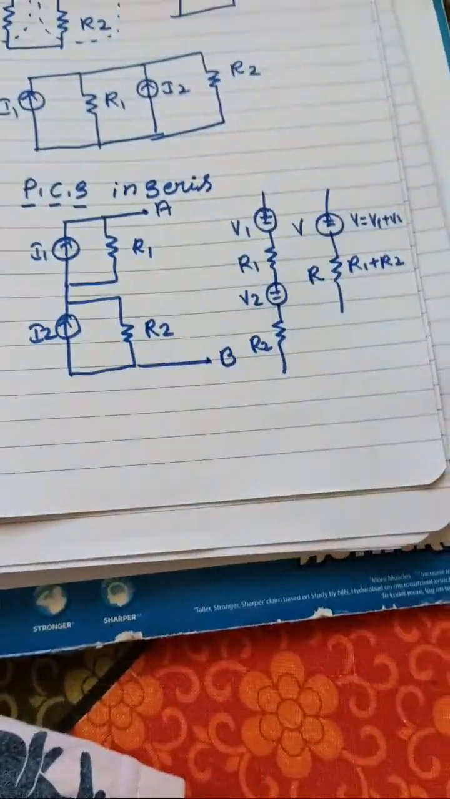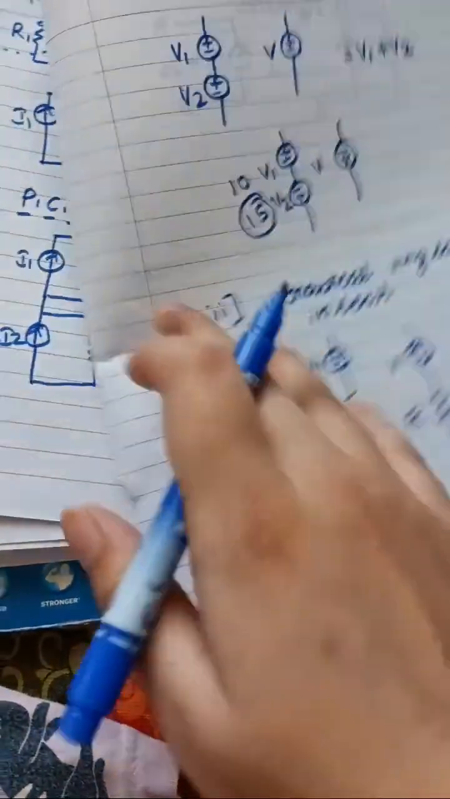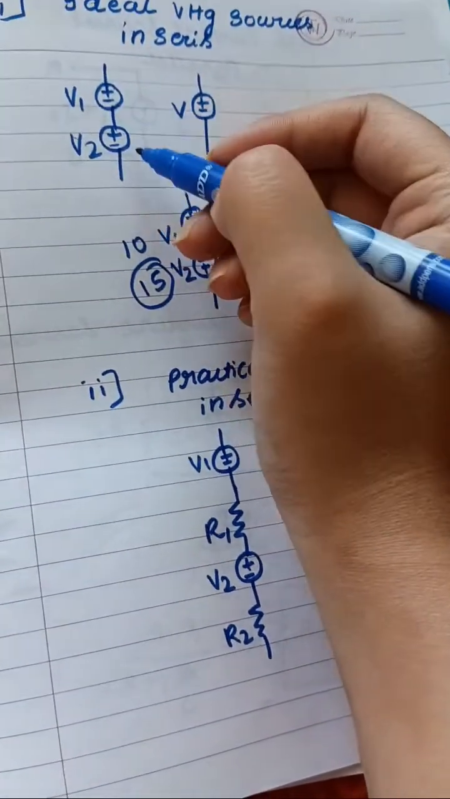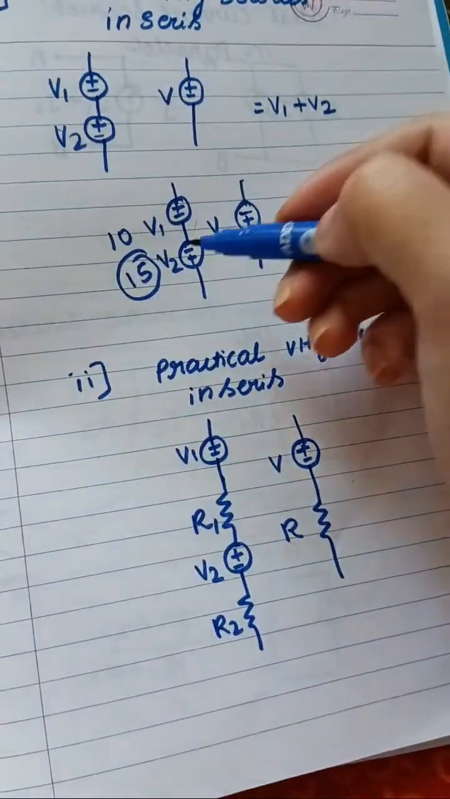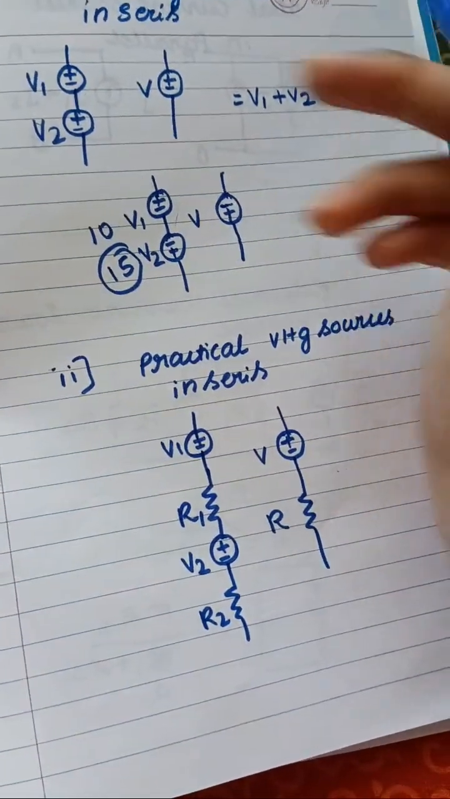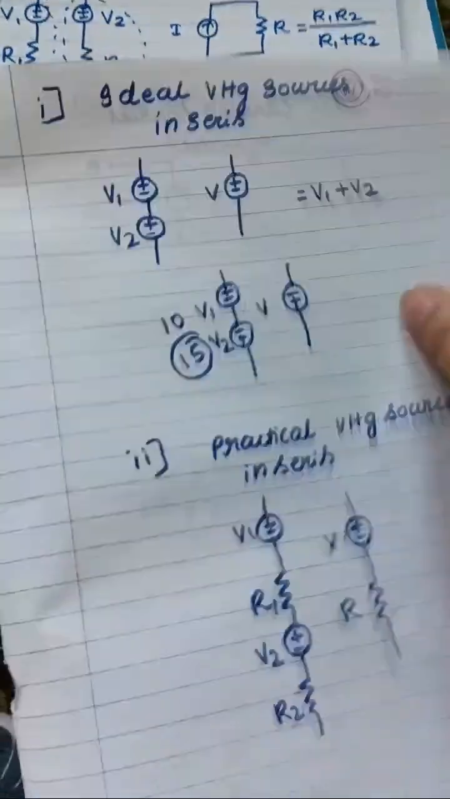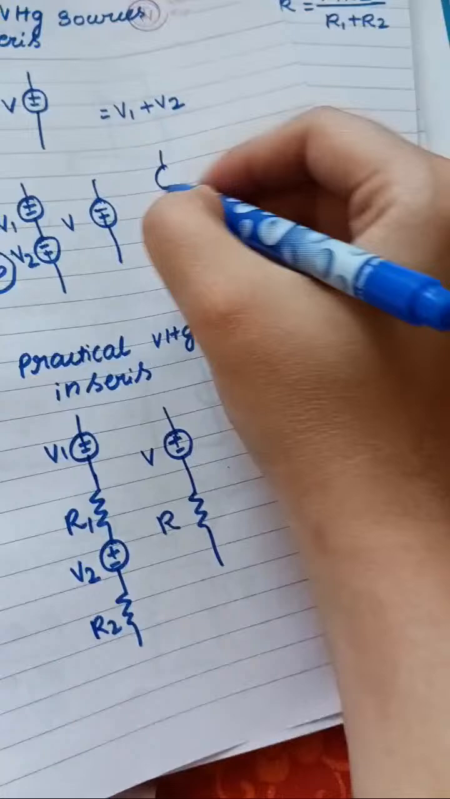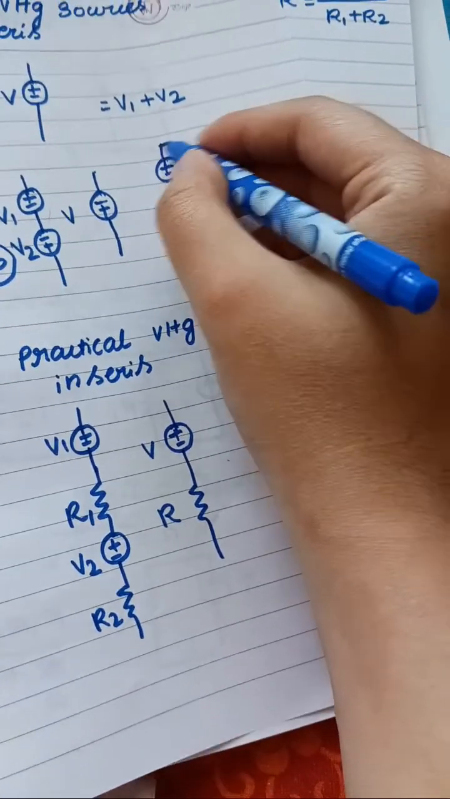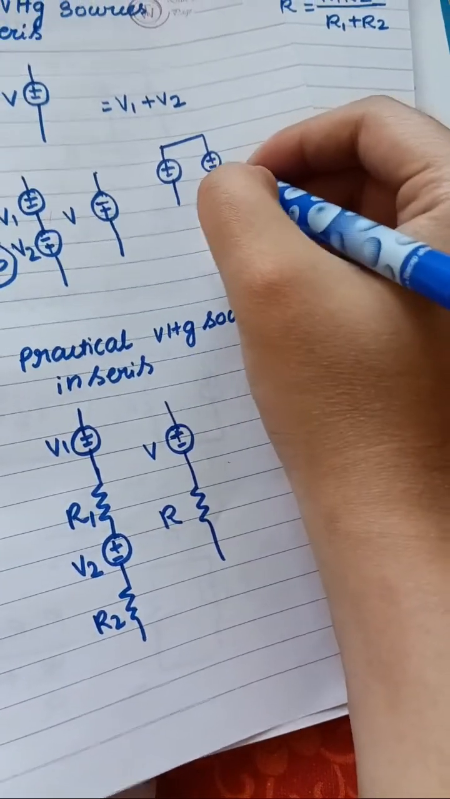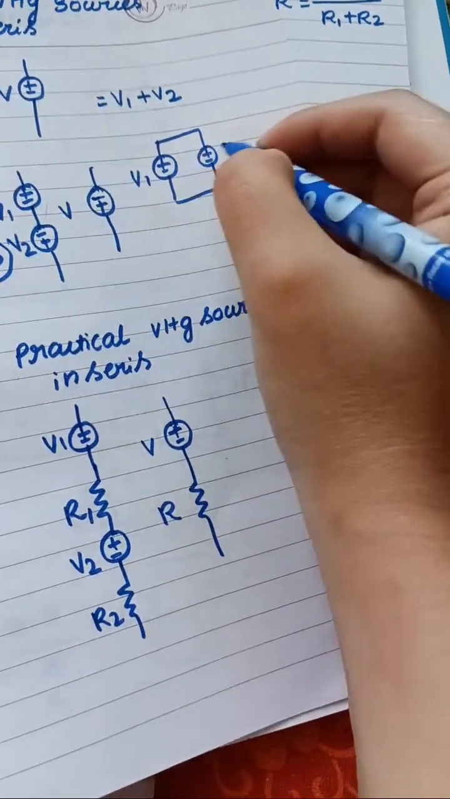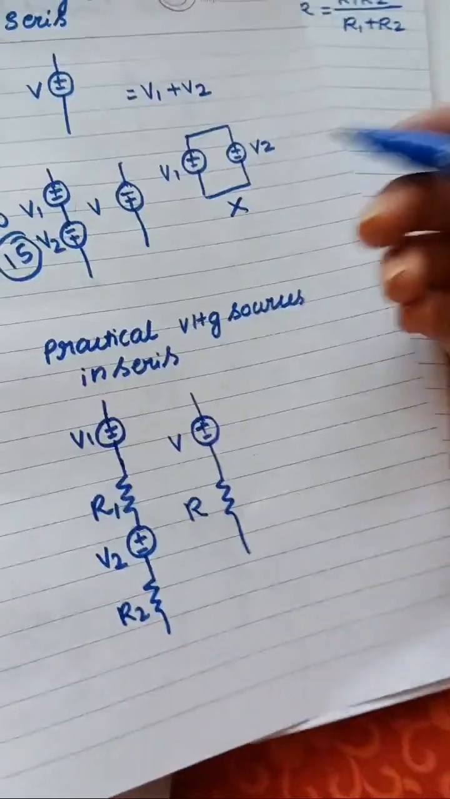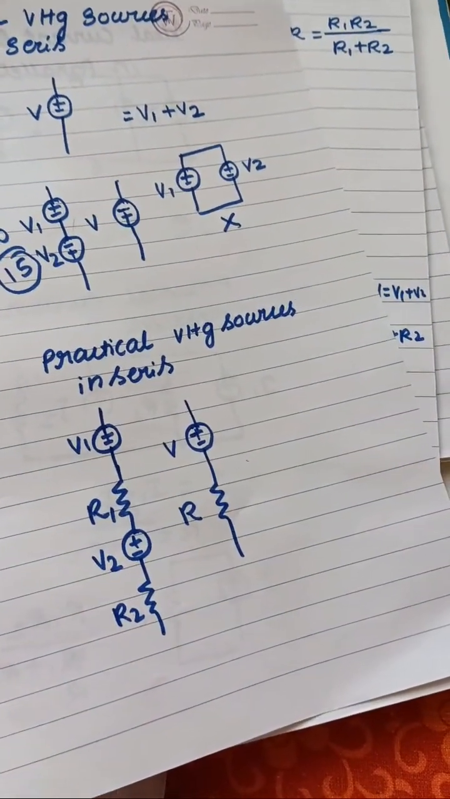And one more thing we need to know. We got to know that ideal voltage sources in series: if you have two voltage sources V1 and V2, then you will get V is equal to V1 plus V2. So if you consider two voltage sources in parallel, say you have V1 and V2, right? What is going to happen? It is a ruled out case because there are no two voltages in parallel.